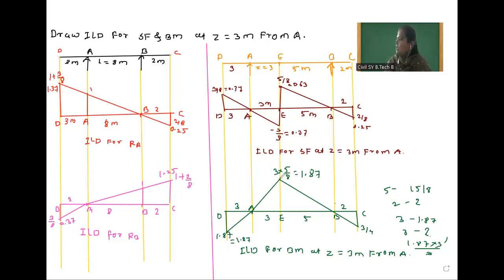For 3 meter this distance is 3 into 5/8. So for these 3 how much? Likewise you have to calculate. 1.87.